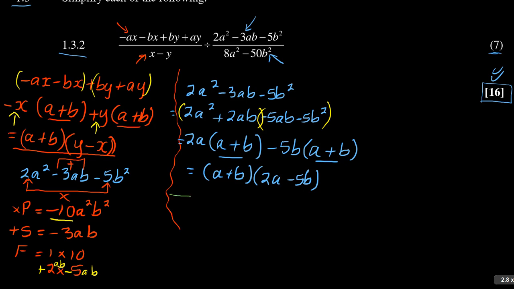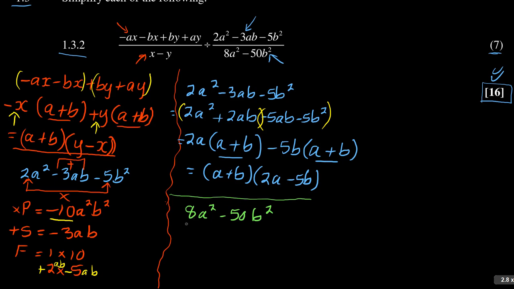If I can work on it, I'm given 8a squared minus 50b squared. Now if you don't check this carefully, you will not see that this is a difference of two squares, but you need to be familiar with this kind of scenarios, because this is a difference of two squares which is hidden. How do I know?